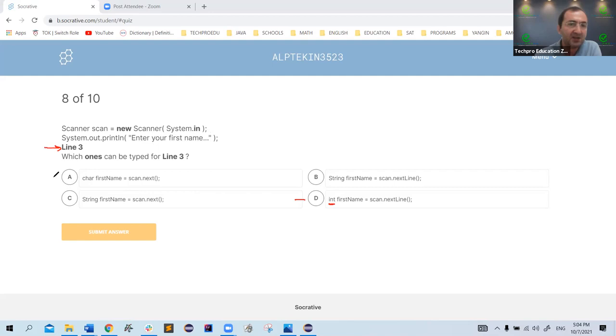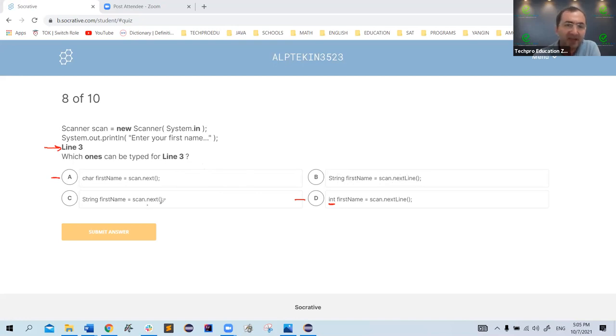Then char is not true. Char is just one character, you see. We want to get a name. Name has many characters, right? One character is not enough. So these two are not true. Now the correct answer can be, let's check B. Is B true? It is string data type, first name, scan.nextLine.